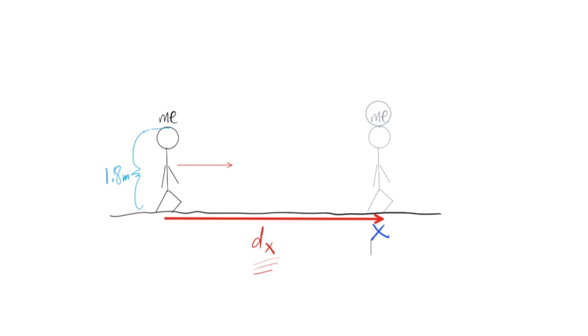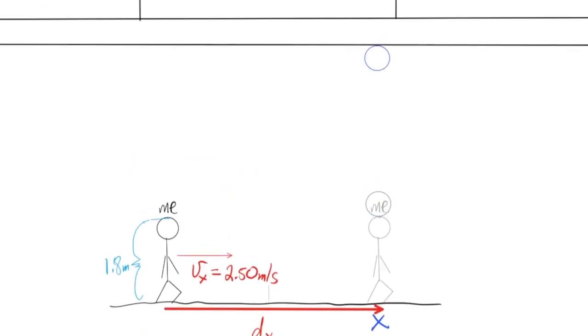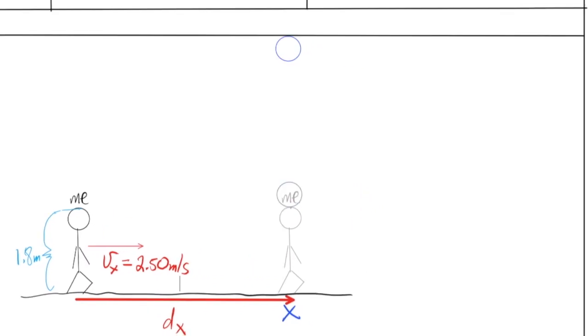So let's talk about what I'm doing. I'm walking at a constant rate, and that rate is given. So we know what my Vx is. Now, it's constant motion, so it's just a V, but the x indicates that it's happening on the x-axis, and that is 2.50 meters per second. Now, the y-axis, well, that's a little bit different.